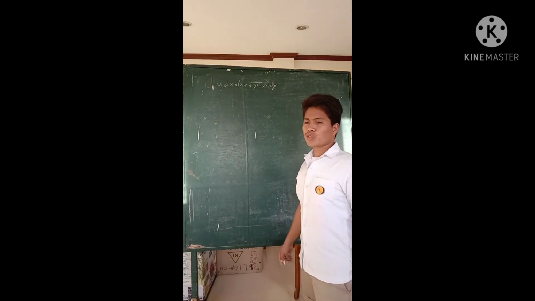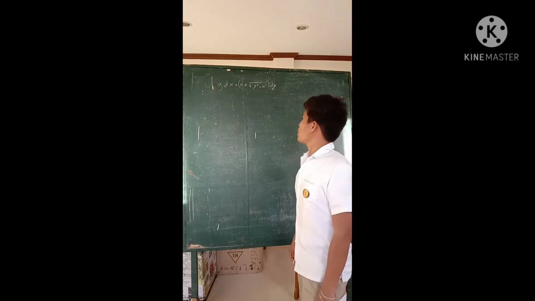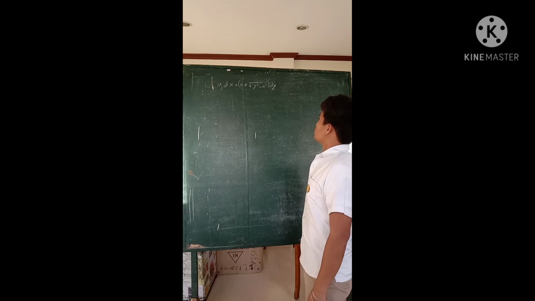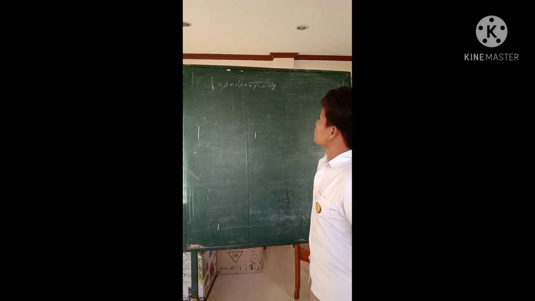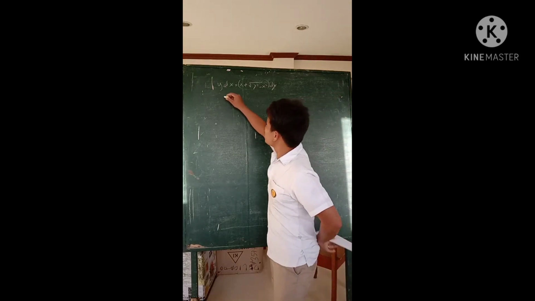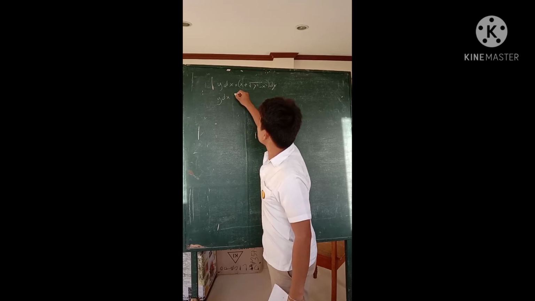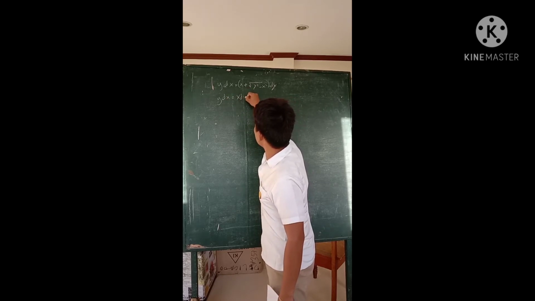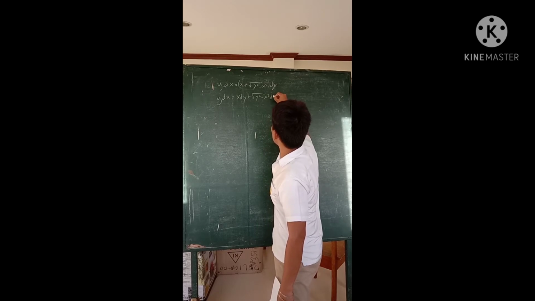So let's proceed to another problem. y dx equals x plus square root of y squared minus x squared dy. So first we need to distribute the dy. y dx equals x dy plus square root of y squared minus x squared dy.